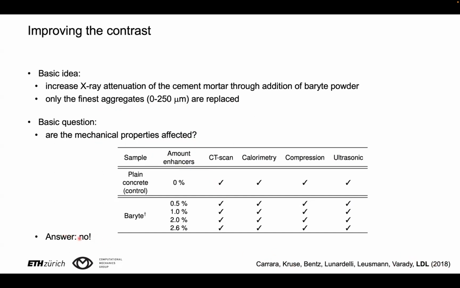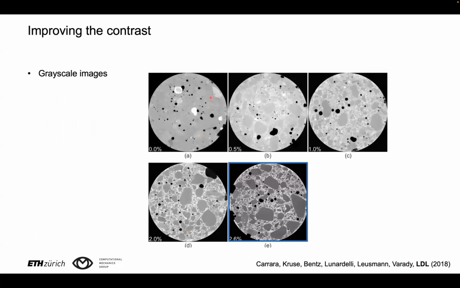The short answer is we found out that the mechanical properties were not affected, which was, of course, a favorable result. We were using quite small amounts of barite, from 0.5% to 2.6%, referred to the total aggregate volume. And now I'll show you the results. Now, these are 2D images which show you the grayscale distribution of a cross-section of a concrete specimen, first without barite and then with increasing amounts of barite. So this last image corresponds to the highest amount, 2.6% of barite.